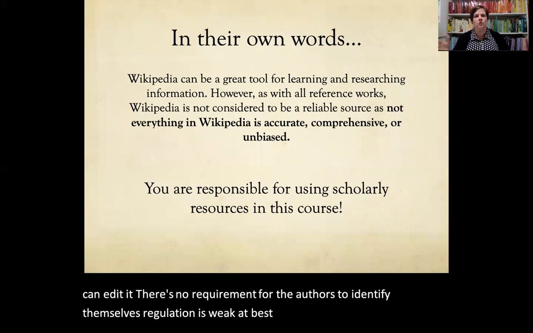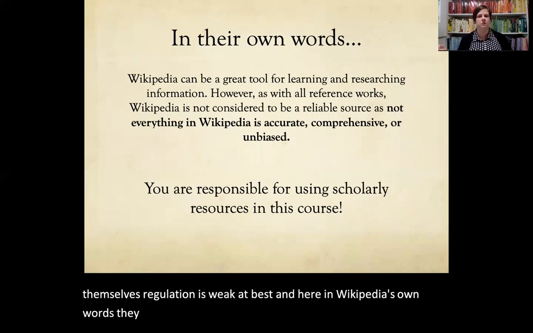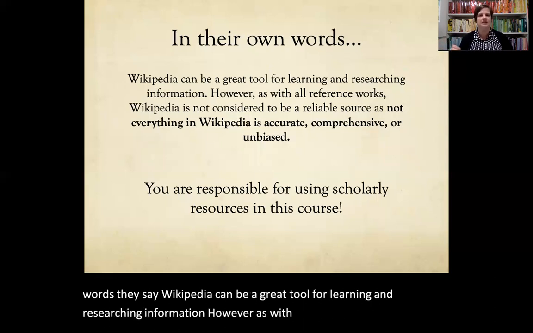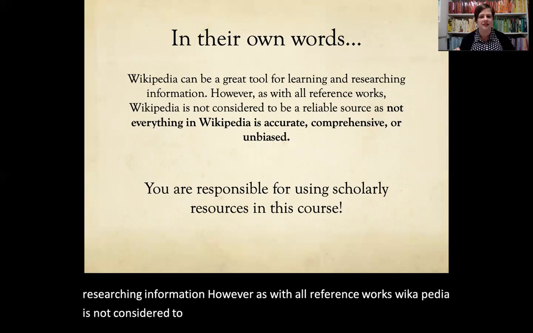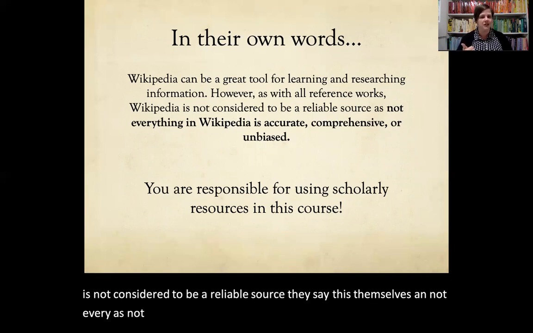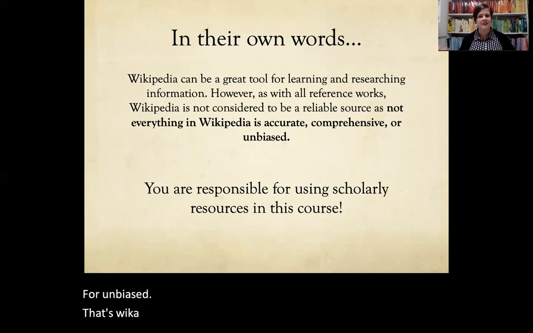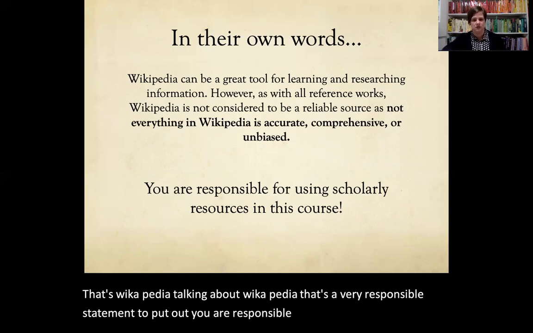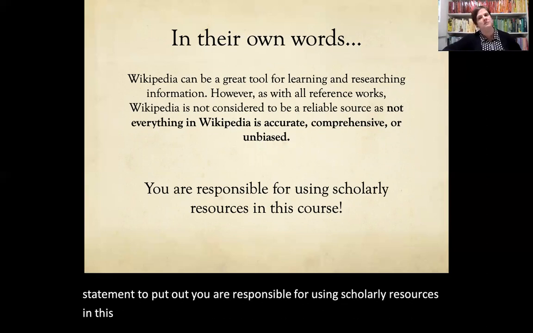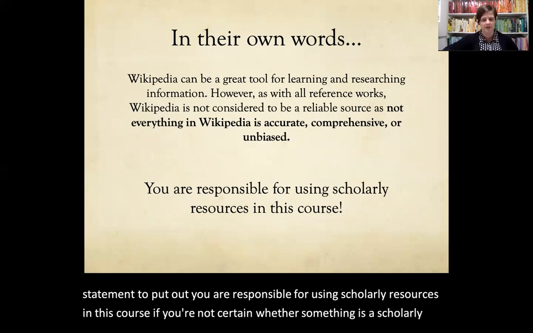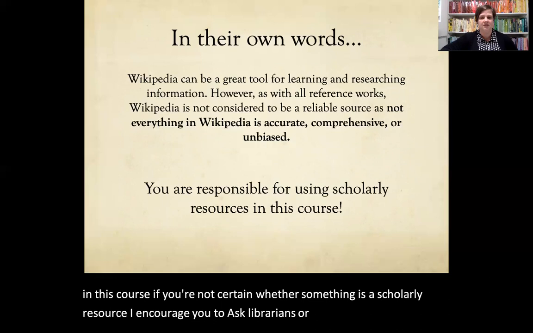here, in Wikipedia's own words, they say, Wikipedia can be a great tool for learning and researching information. However, as with all reference works, Wikipedia is not considered to be a reliable source. They say this themselves. And not everything in Wikipedia is accurate, comprehensive, or unbiased. That's Wikipedia talking about Wikipedia. That's a very responsible statement to put out. You are responsible for using scholarly resources in this course. If you're not certain whether something is a scholarly resource, I encourage you to ask the librarians or ask me. If you're not sure, err on the side of caution.